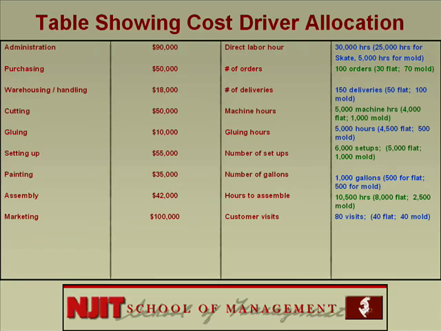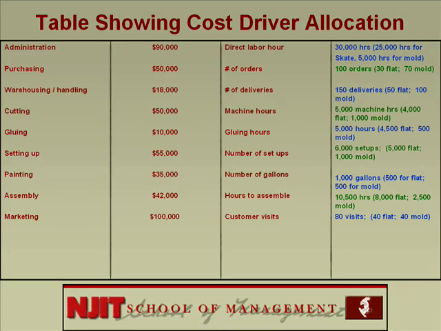$1,000 was our total cost. We said the cost driver is direct labor hours. So the accountant has to go out there and do research and talk to people. And let's say he found out that it takes 30,000 hours. People work 30,000 hours for the year, of which 25,000 hours was for flat and 5,000 hours was for mold.